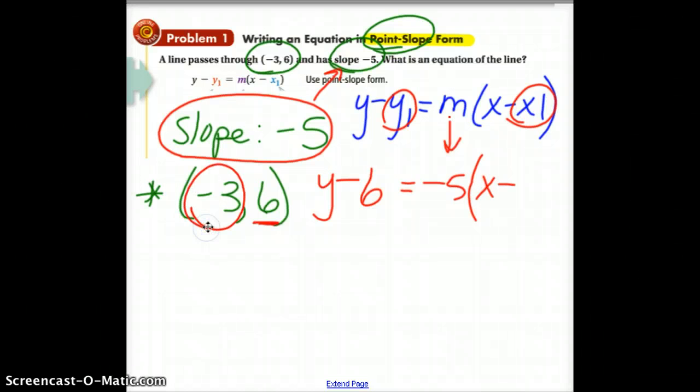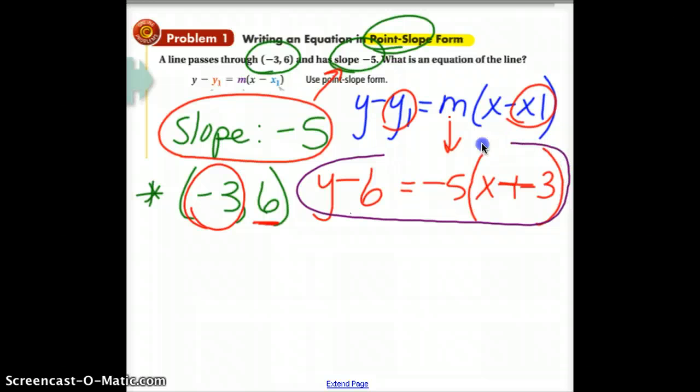is. Now, x happens to be a negative number in this case. Don't forget to write that here. A negative becomes a plus. I'm just going to do that now. I'm going to stop right here. This is your answer. This is the equation of a line in point slope form. Here's my slope. The point was (-3, 6), and that is all they want.